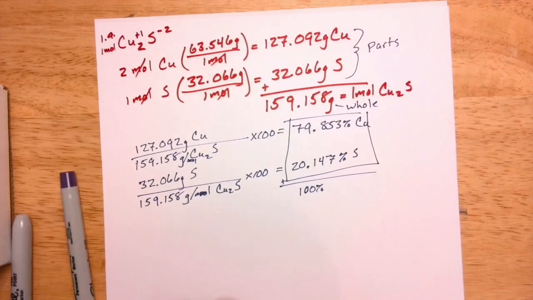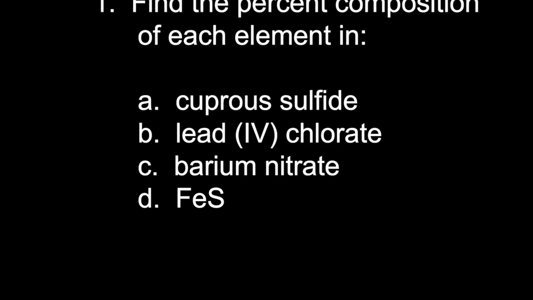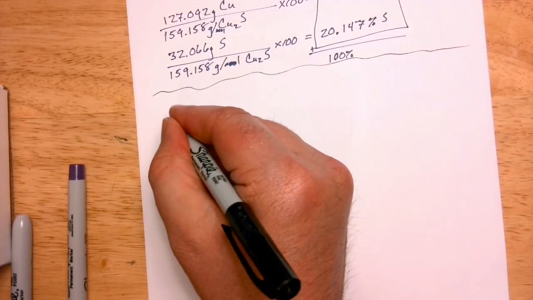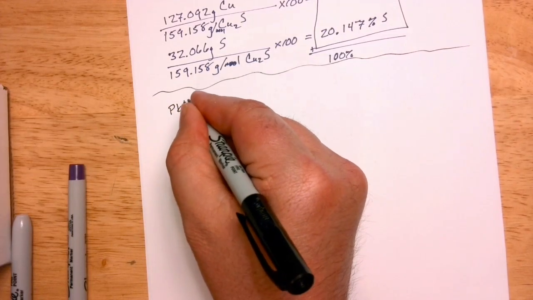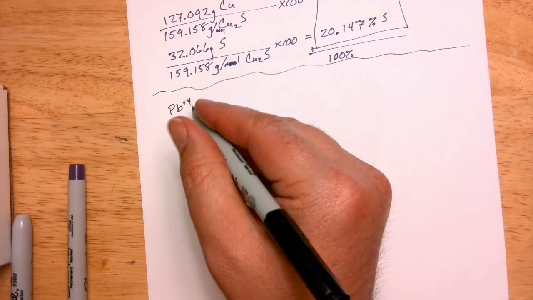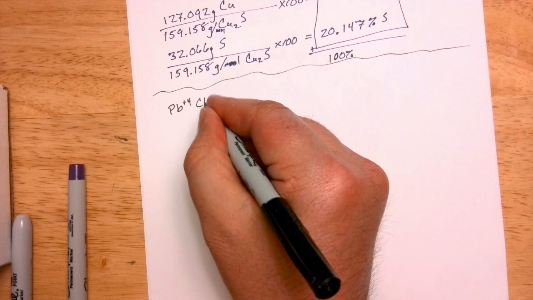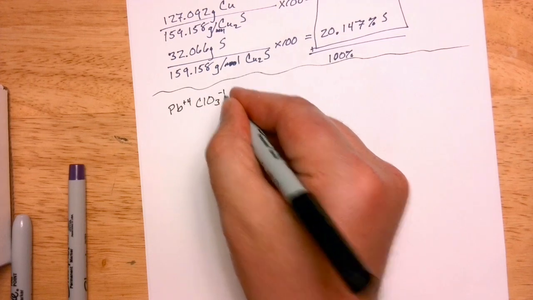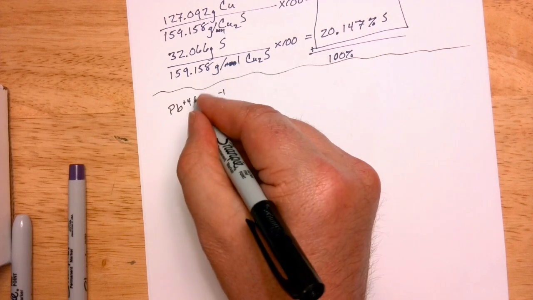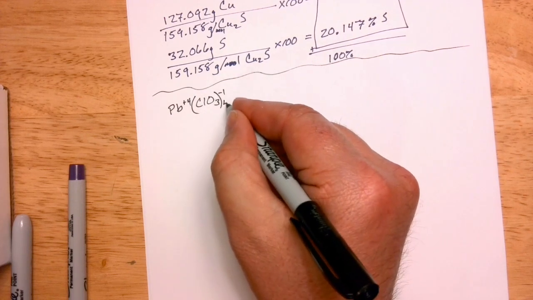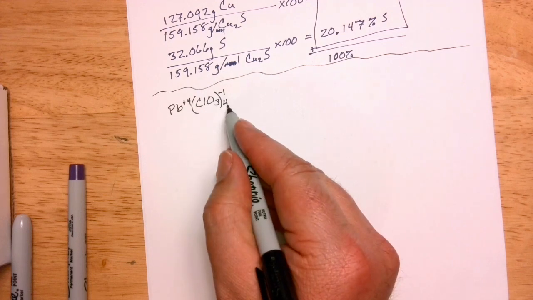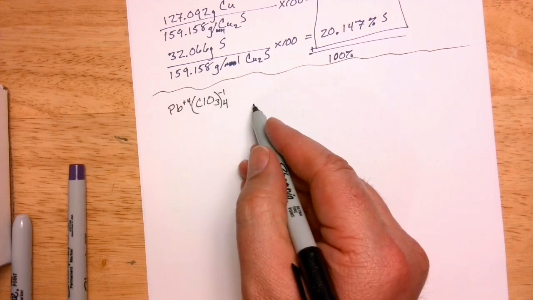So let's move on to the next one. B, lead 4 chlorate. Lead 4 means it's Pb, positive 4 charge. I'm sorry, it's chlorate, not chromate. Chlorate is ClO3, negative 1. Positive 4 and negative 1, which means you would need 4 chlorates. So you need Pb(ClO3) with subscript 4 on the outside, because you need 4 groups of those.